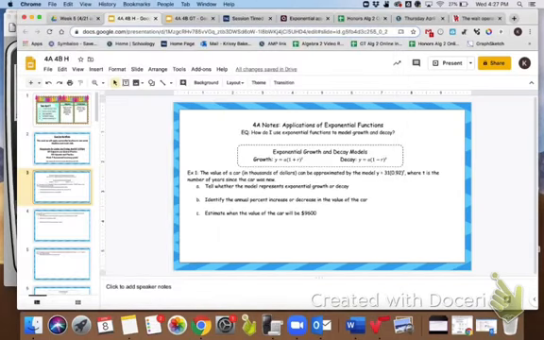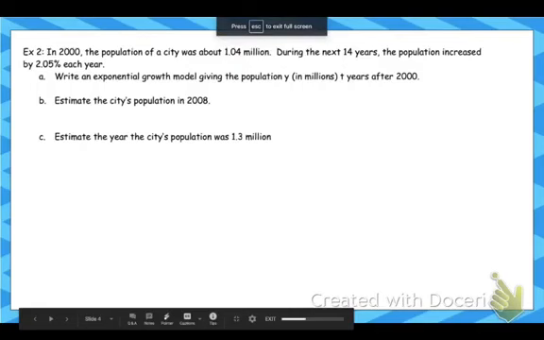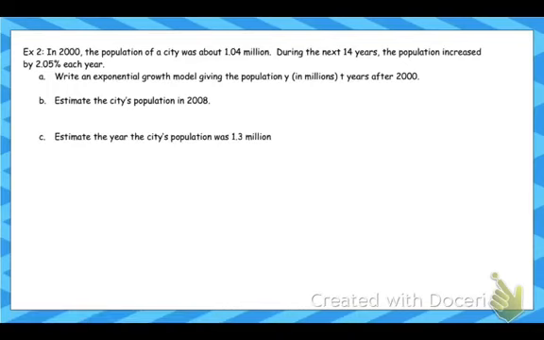All right, so let's look at another example. So this time we're going to write the equation. So it says in 2000, the population of a city was about 1.04 million. During the next 14 years, the population increased by 2.05% each year. So we're talking about a yearly growth.